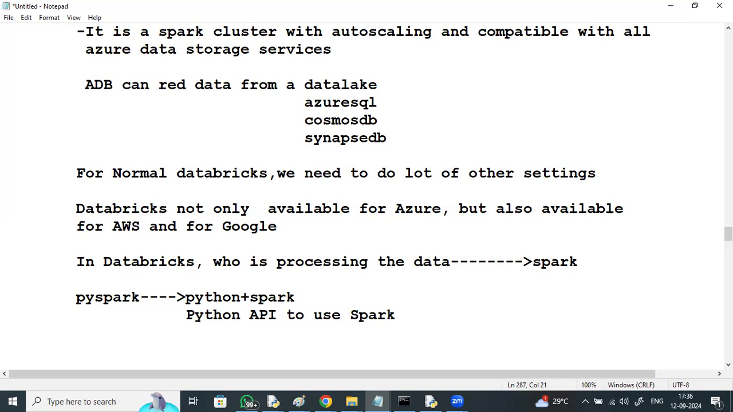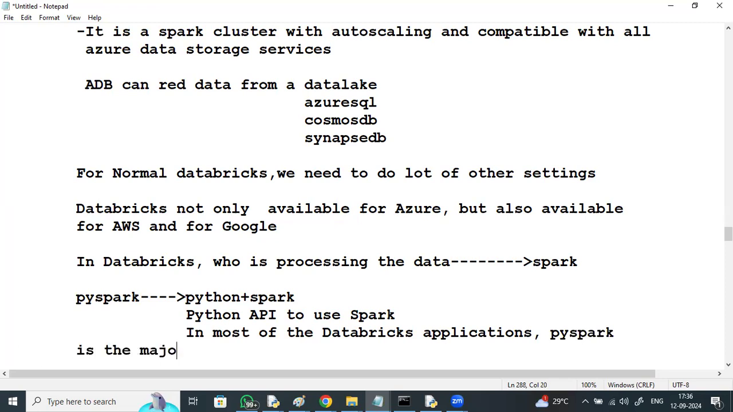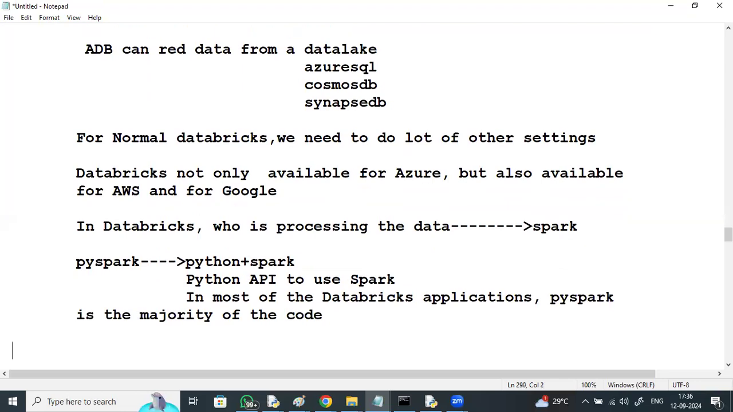Not only is Spark implemented with Python, but also with Scala, Java, and others. But in most of the Databricks applications, PySpark is the majority of the code. Currently, most of the projects are available in PySpark.